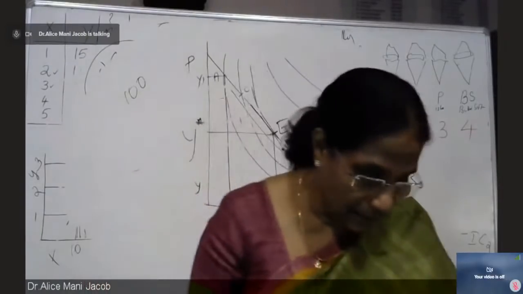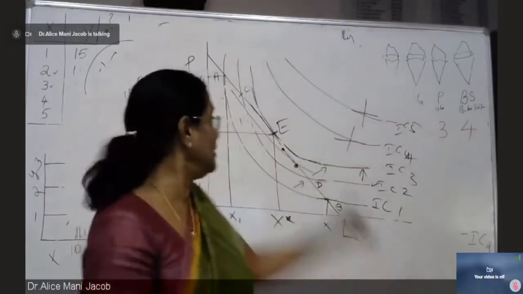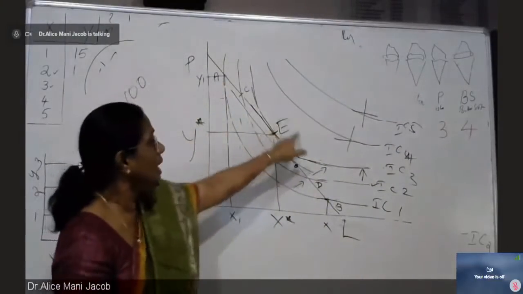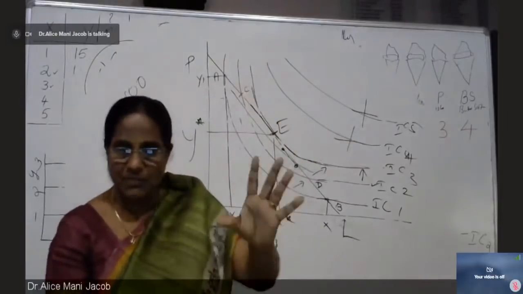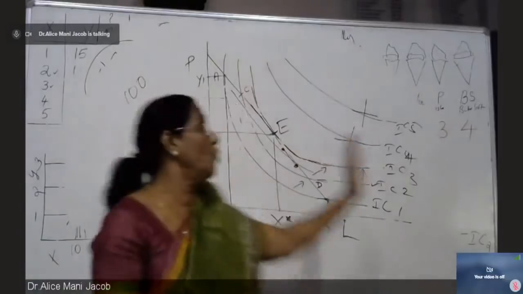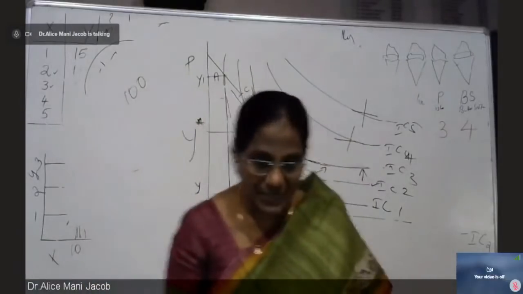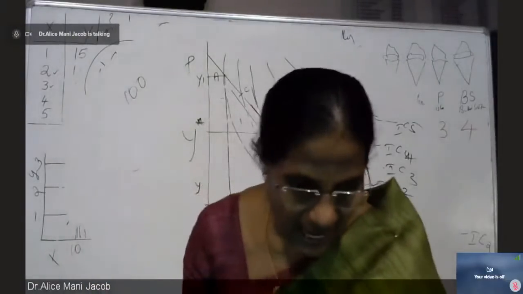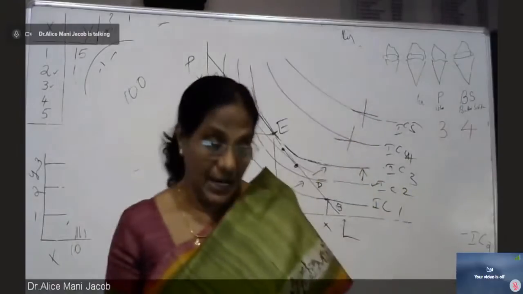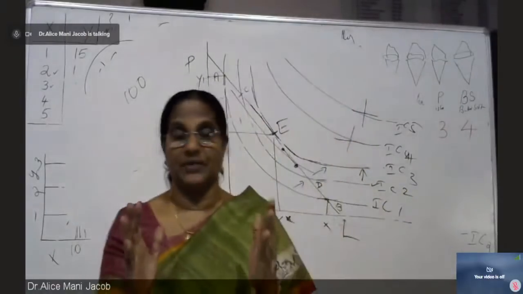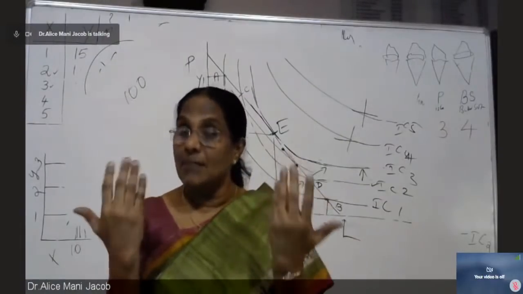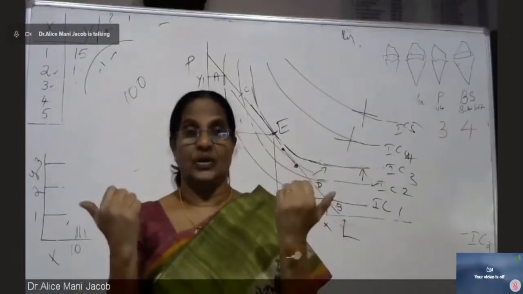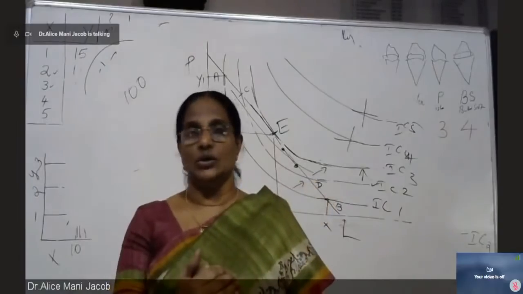I'm happy because I am reaching the highest possible. Any point on the right is not feasible for me. It is not possible for me to go further. So from my limited income, I am reaching the highest possible indifference curve. And so I have maximized my satisfaction. I am at equilibrium.